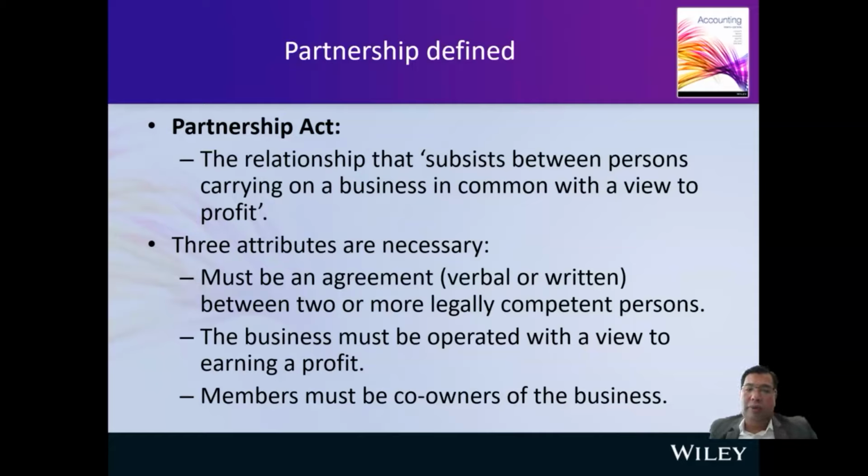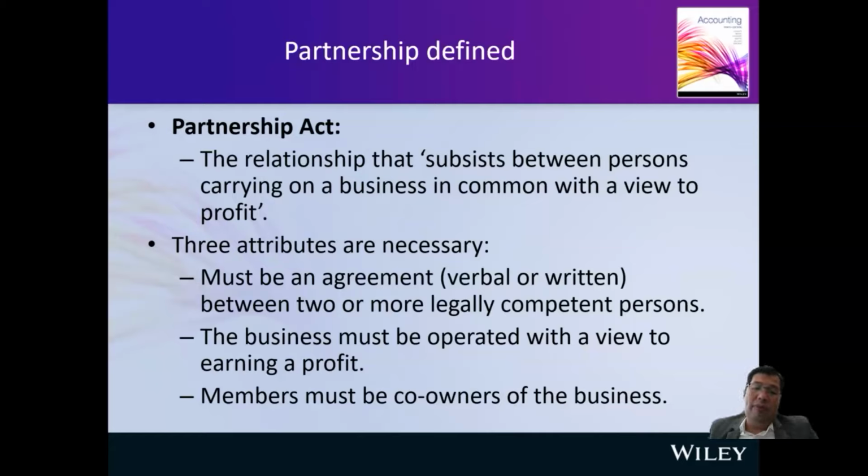So there are three attributes that are necessary. There must be an agreement, whether verbal or written. But I would like to suggest to every one of you, if you want to form a partnership business, please come up with a written agreement. The business must be operated with a view to make profit. Every business aims to make profit. You cannot form a business with the objective of doing charity work.